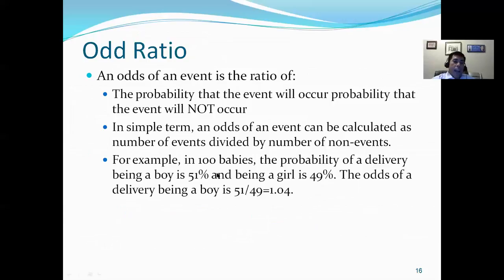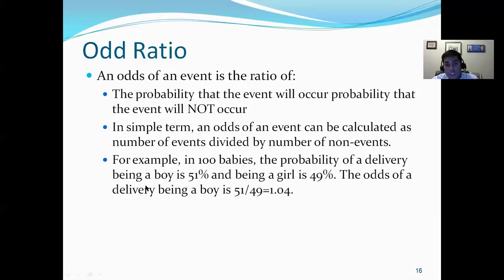So odds ratio is the odds of an event and the ratio of the probability that the event will occur, probability also that the event will not occur. So because it's a ratio, it's basically the ratio of odds. That's why it's called odds ratio. So what are the two things? The probability that the event will occur and the probability that the event will not occur. And that's why we call it the odds ratio or the ratio of the odds.